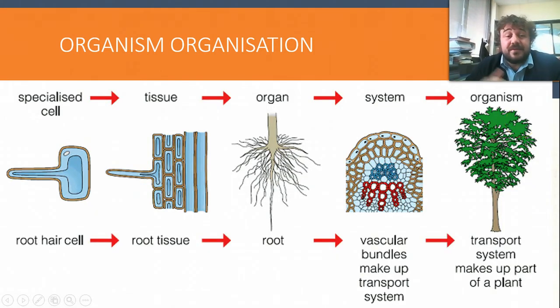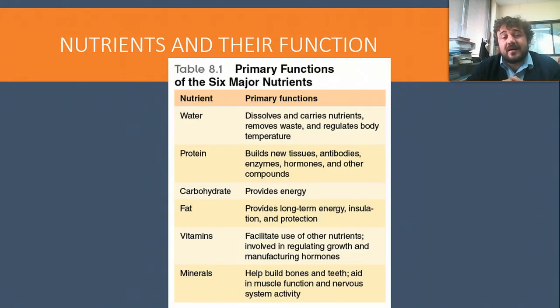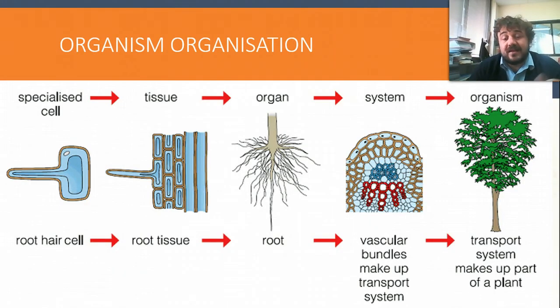Here's another example in plants. For example, you get the root hair cell. Okay, that's its specialized cell. It forms a tissue, so it lines up with all the other root tissues. This gets together to make an organ, which is a root, which joins up with the vascular bundles to make the transport system up. And this transport system, which runs right up through the tree, it acts with other systems to make a whole entire plant. Okay, so that's pretty interesting.